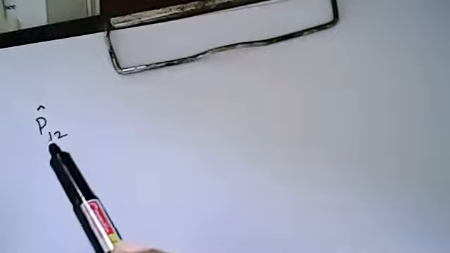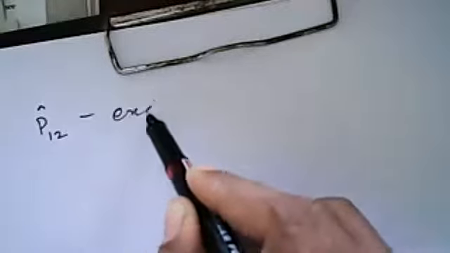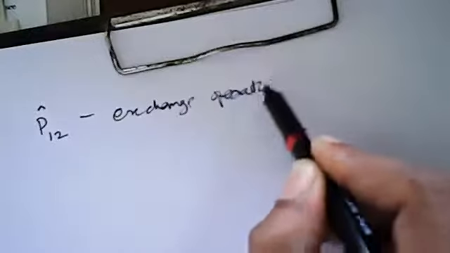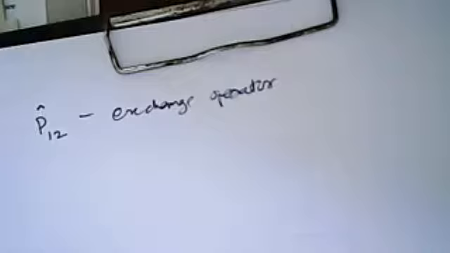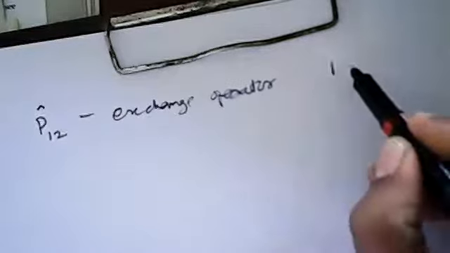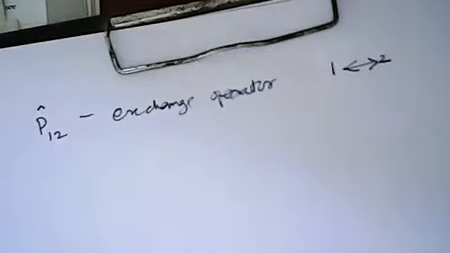Next we are going to show that only these two combinations are possible due to the indistinguishability principle. For that, we consider an operator P12, which is known as the exchange operator. It exchanges, or interchanges, particles 1 and 2. Particle 1 and particle 2 are mutually interchanged under the operation of P12. That is the role of P12.